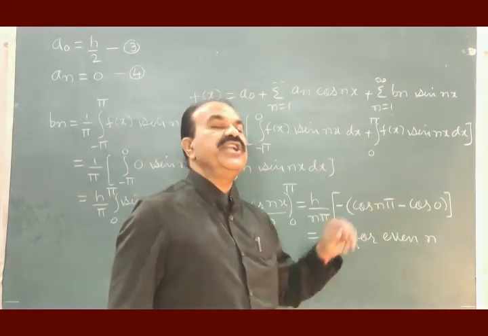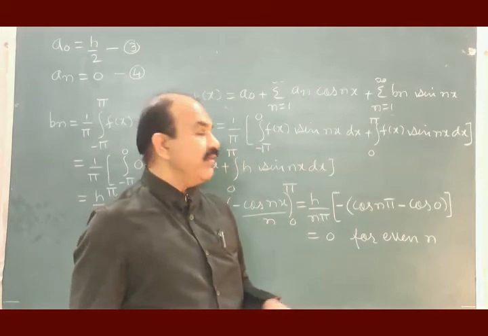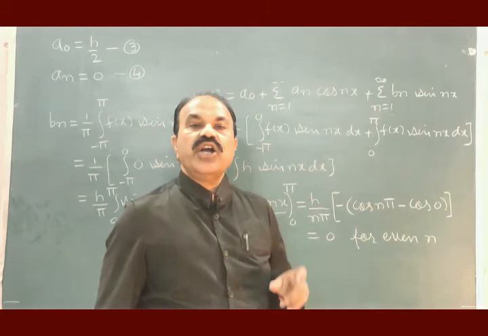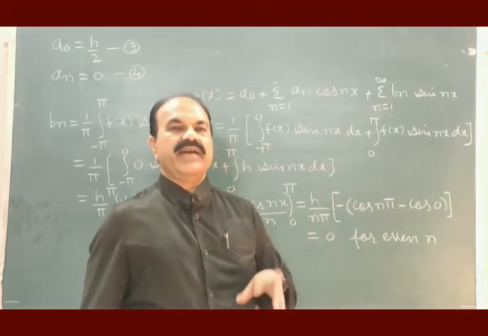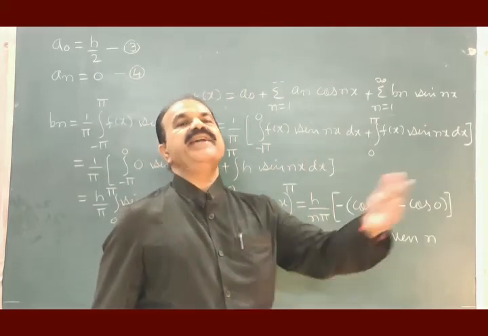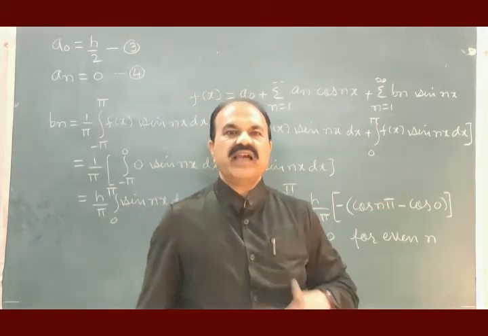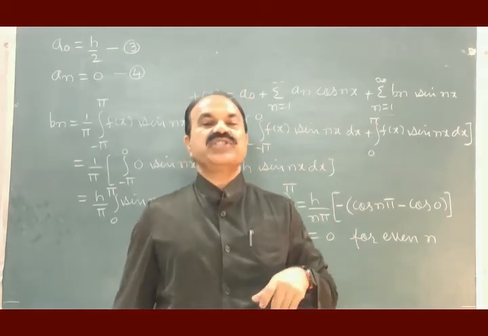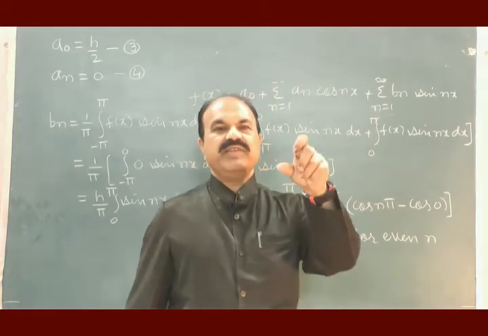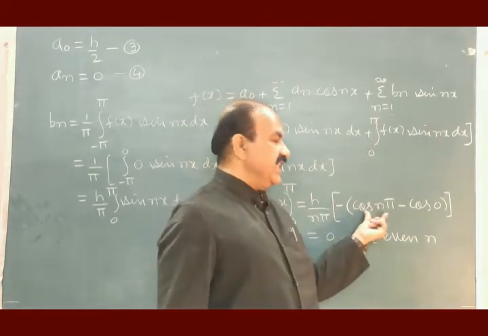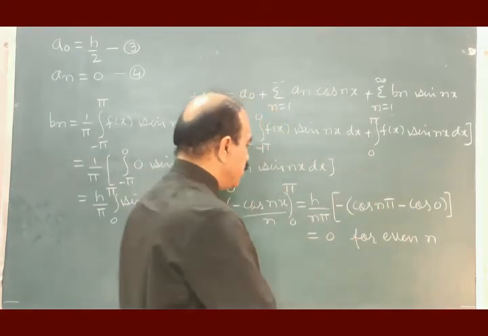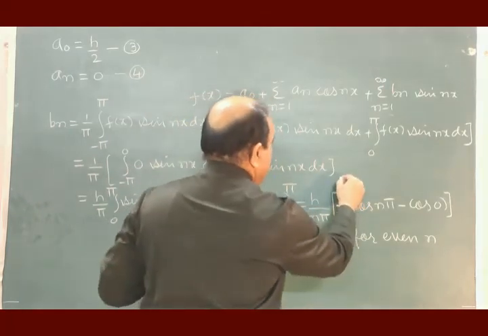But if n is not even, n is odd, what will happen? This angle will be odd integral multiples of pi. Pi, 3 pi, 5 pi, 7 pi, 9 pi and so on. What is cos pi? Minus 1. Cos 3 pi? Minus 1. Cos 5 pi? Minus 1. Cos 7 pi? Minus 1. It means that it will be minus 1. Minus. Cos 0 is 1.